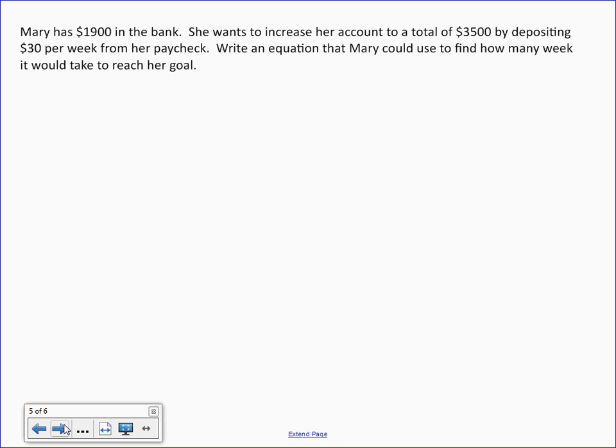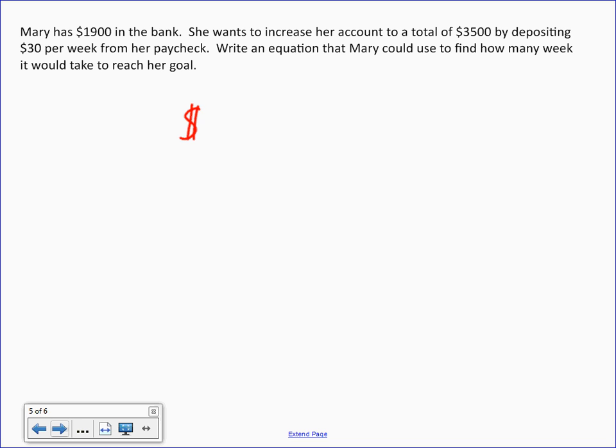Verity has $1,900 in the bank. She wants to increase her account to a total of $3,500 by depositing $30 per week from her paycheck. Write the equation that she could use to find how many weeks it would take her to reach her goal. So once again, where do we start at? And go ahead and try to write this before I write it. Go ahead and pause and try to write out the equation, see if you get it right.